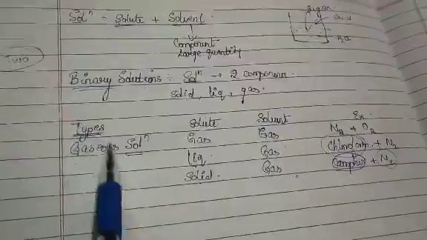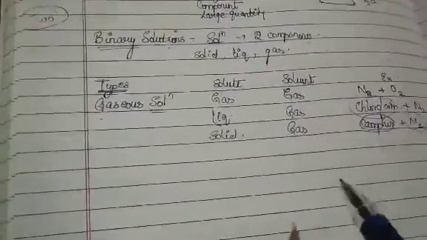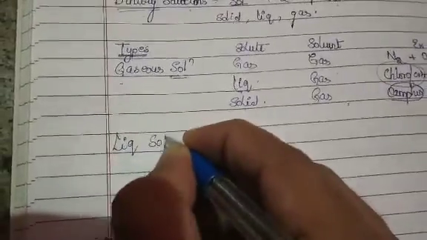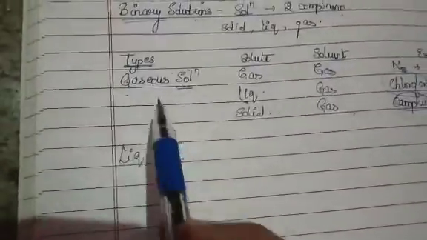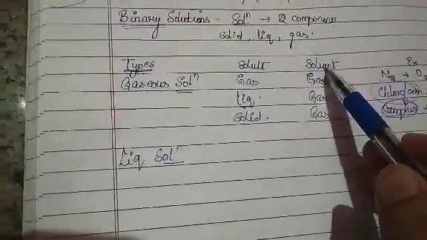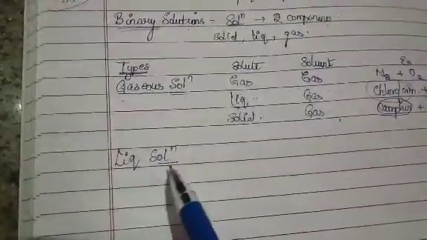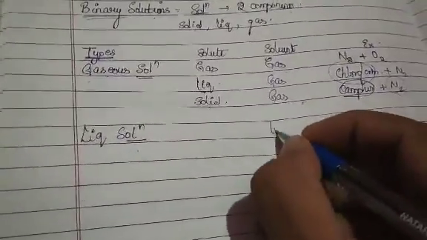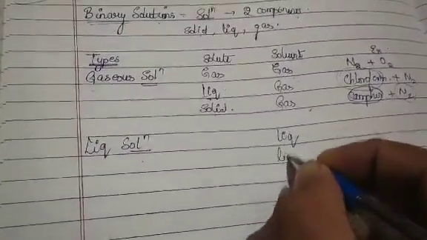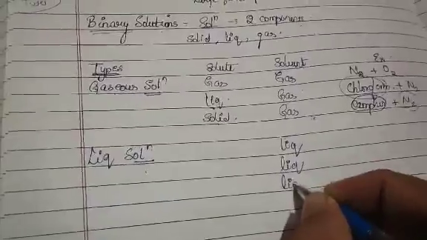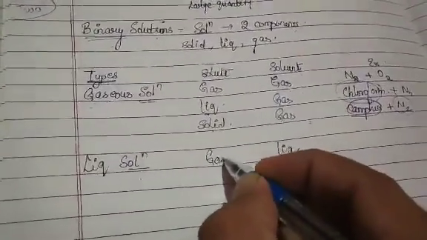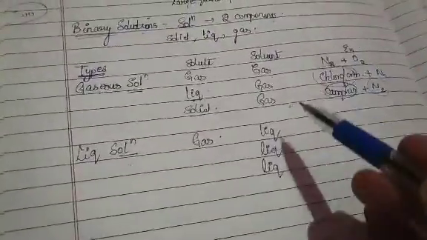So this is one type of solution. Coming to the other type, it is called a liquid solution. In gaseous solution we have seen the solvent was a gas. In liquid solution, what would it be then? Good. So it will be liquid, and liquid. Same way we will be proceeding now. So your solute is a gas and the solvent is a liquid.